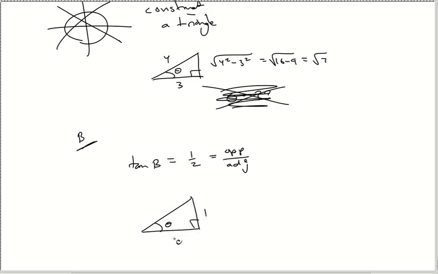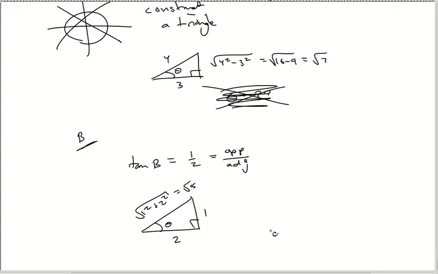My opposite is a 1, my adjacent is a 2, and then using the Pythagorean theorem, 1 squared plus 2 squared, you can see the square root of 5 is basically my hypotenuse. That is 2 squared. Square root 5. Okay. So I have these 2 triangles.